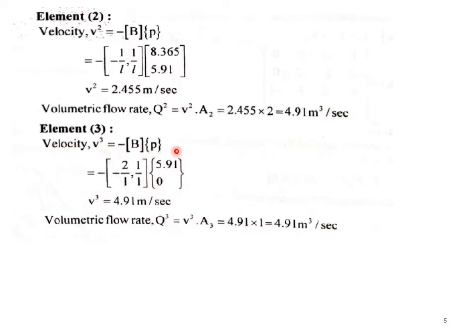V3 is equal to minus B into P, where the potentials of element 3 are P3 and P4. P3 is 5.91 and P4 is 0. Minus 2 by L, 1 by L, so the length of the element is 1 meter. Upon substitution, we get V3 is equal to 4.91 meter per second. Okay, so the volumetric flow rate Q3 is equal to V3 into A3, 4.91 into 1 is 4.91 cubic meter per second. So this is how we find the potentials, velocity and the volumetric flow rate for a fluid flow problem.